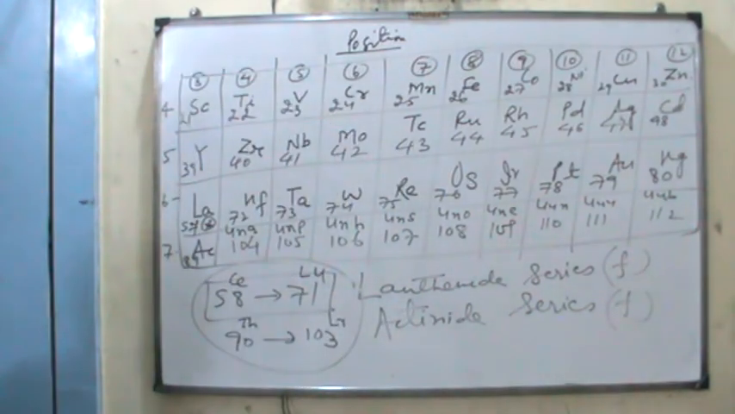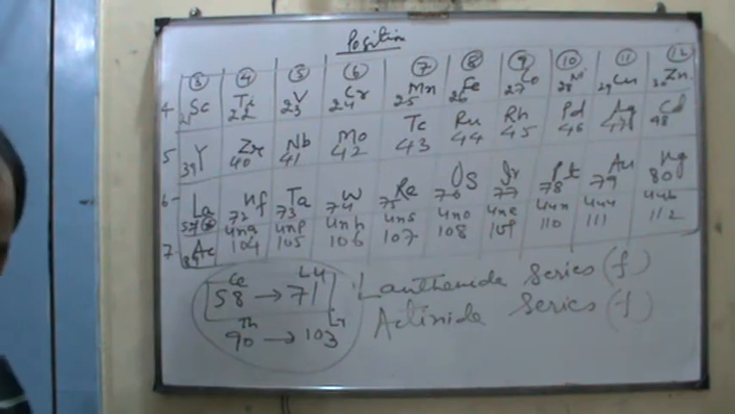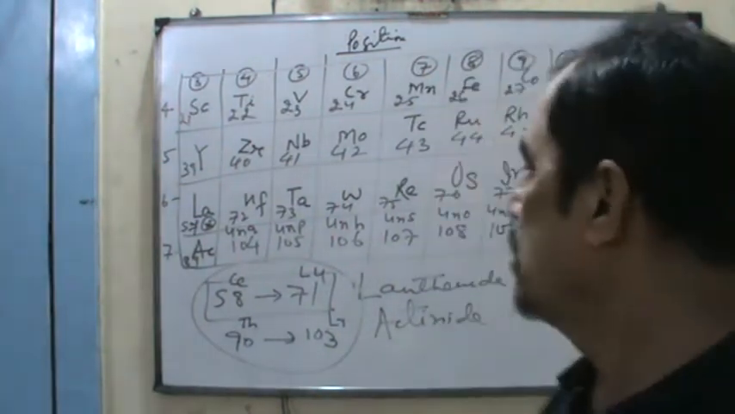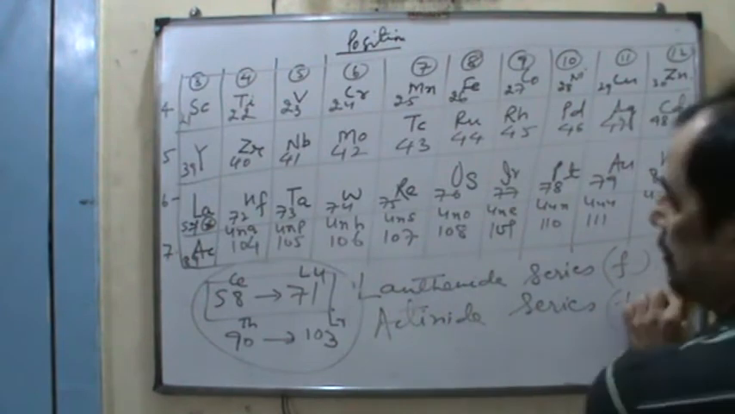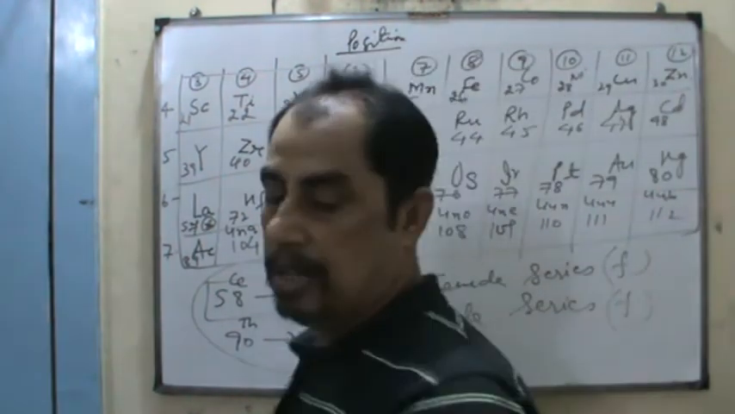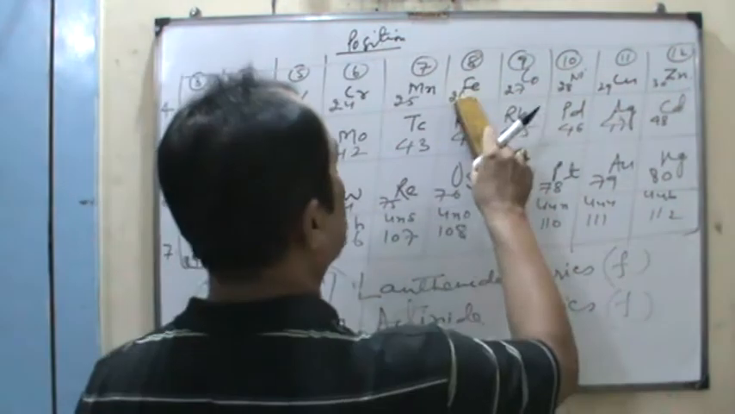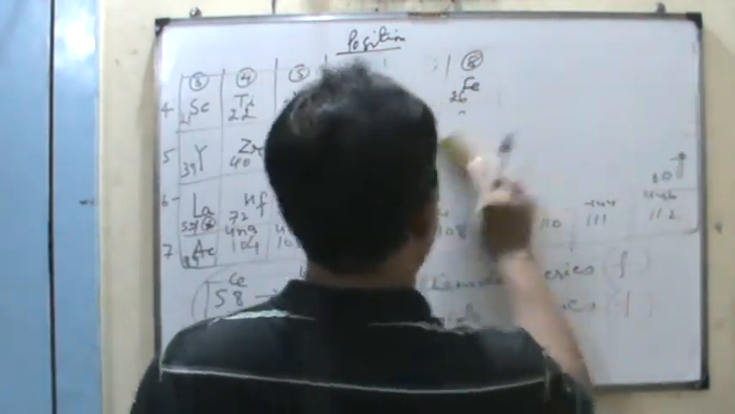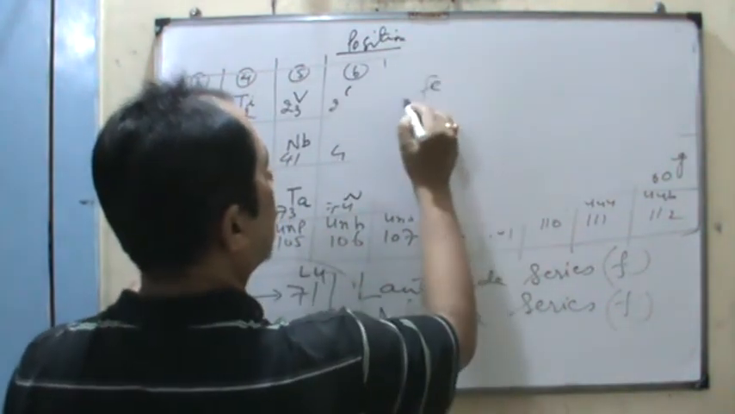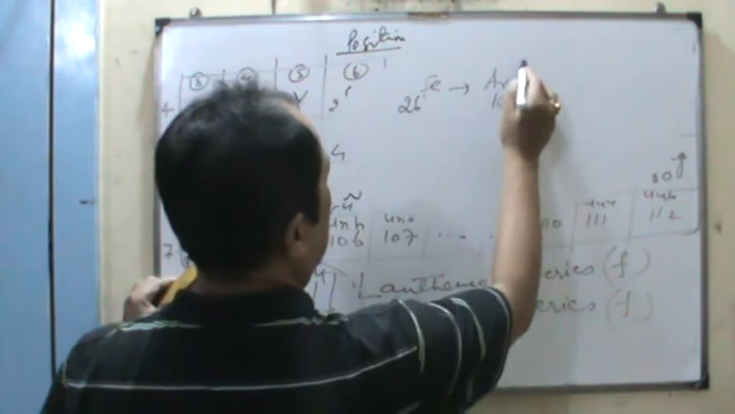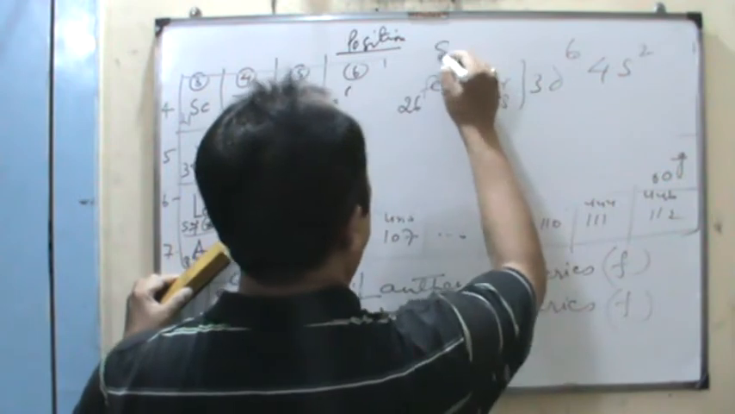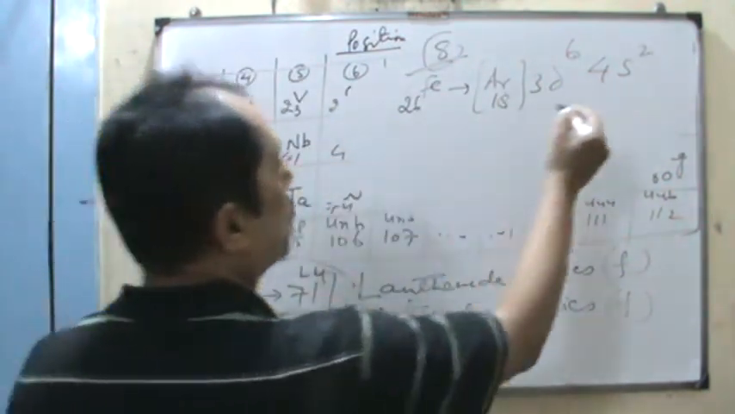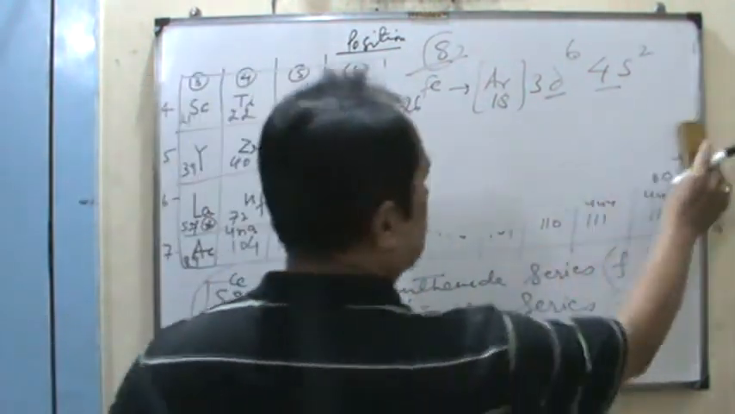So you can see the position of D block elements in the periodic table, right? So these are the lanthanide series and actinide series. If you want to explain the position of iron, for example: what is the atomic number of iron? 26. It is argon 3d6 4s2. 6 plus 2, 8 group. Iron is a member of 8 group, 4th period and D block.